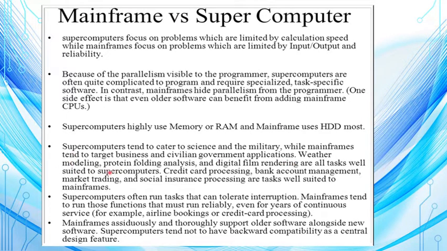Weather modeling, protein folding analysis, and digital film rendering are all tasks well suited to supercomputers. Credit card processing, bank accounting management, market trading, and social insurance processing are the tasks well suited to mainframe computers. Supercomputers often run tasks that can tolerate interruption. Mainframes tend to run those functions that must run reliably, even for years of continuous service, for example, airline booking and credit card processing.